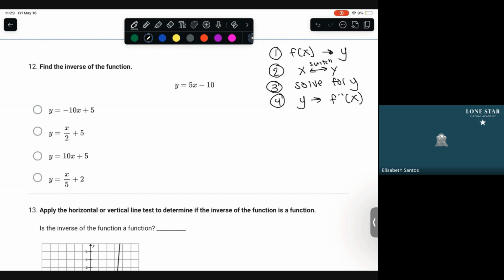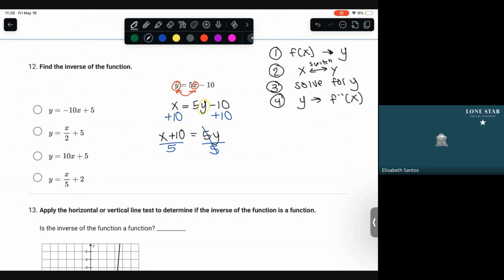All right, so we don't have to change f of x to y. So we're going to go to our second step, which is switching the x and y. So x goes here, equals 5 times y minus 10. Now we're going to solve for y, or get y by itself. And we do that by first adding 10 to both sides. So we get x plus 10 equals 5y.